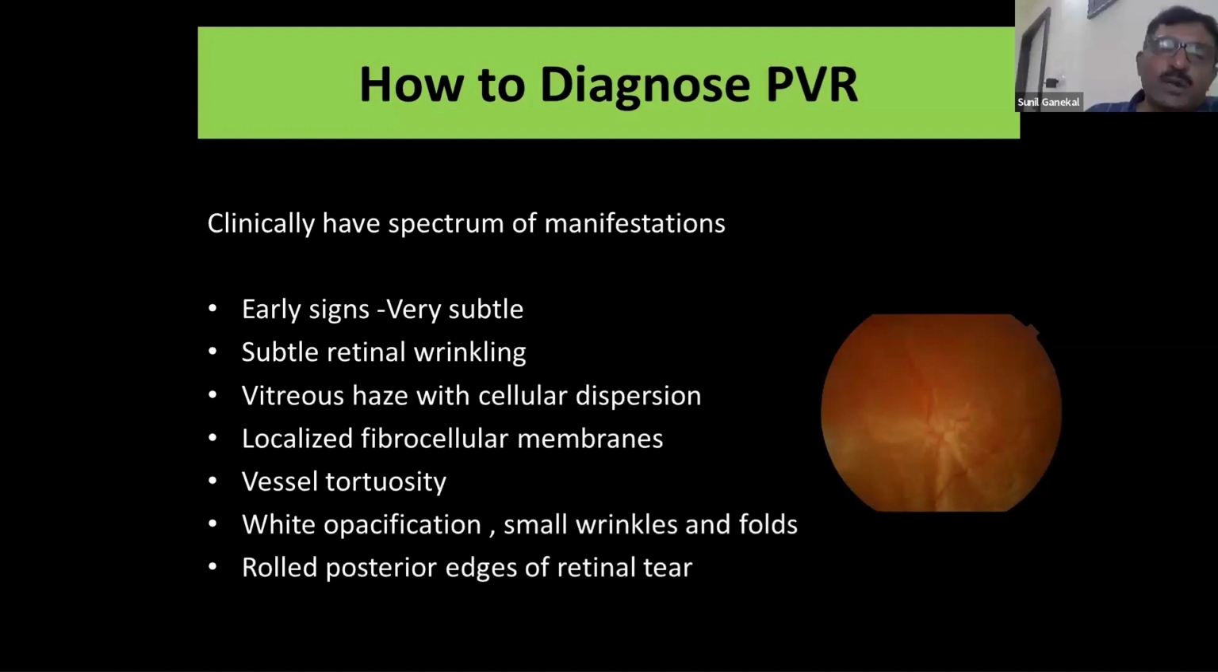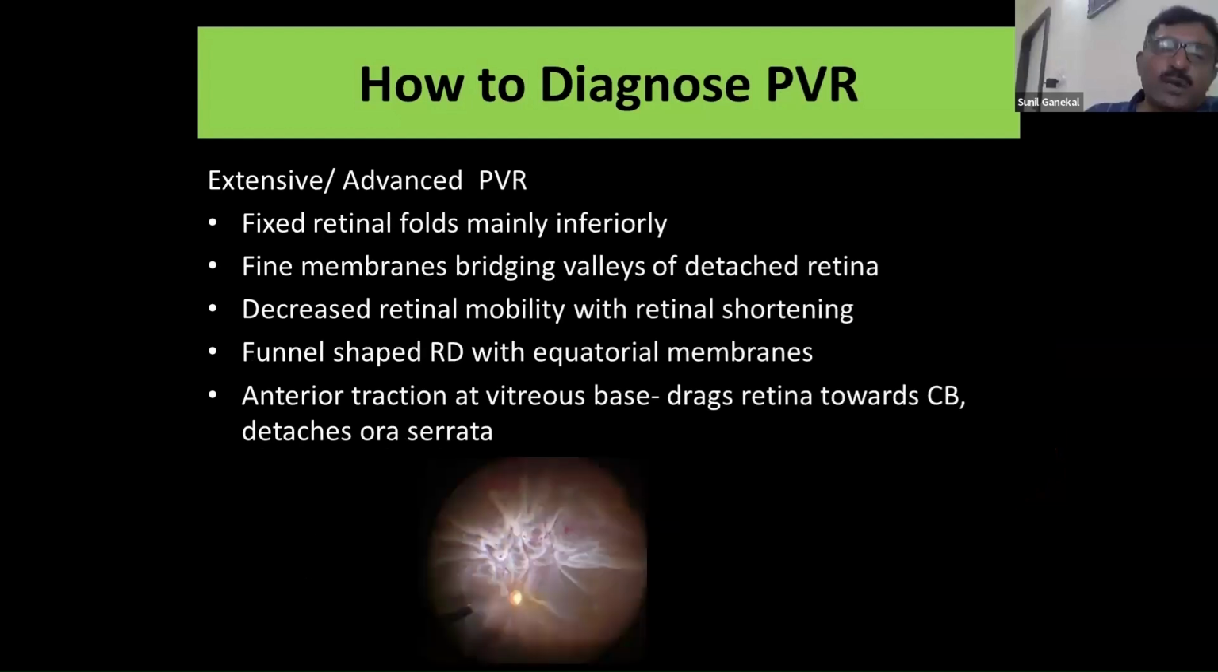Of course, with an advanced and extensive PVR, you tend to see fixed retinal folds. This PVR typically tends to develop in the inferior quadrant more than any other quadrants. There will be bridging membranes that can be seen. Retinal shortening can be seen, with decreased retinal mobility. If this extensive PVR progresses further, one may develop a closed funnel retinal detachment with equatorial membranes.